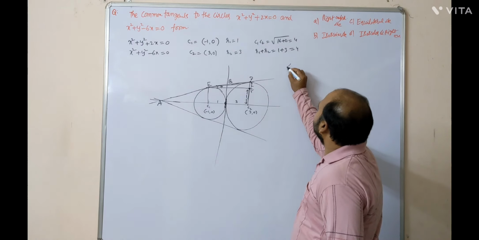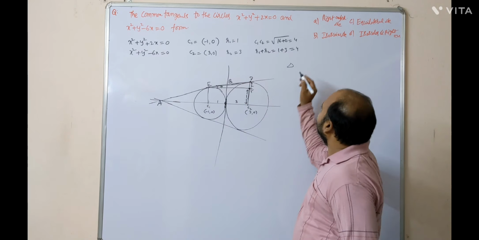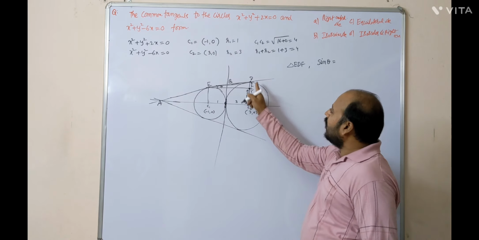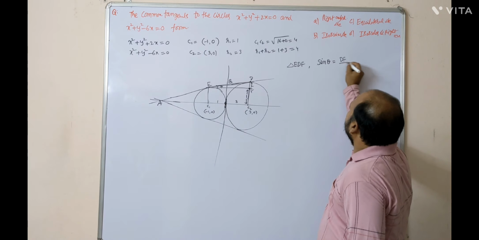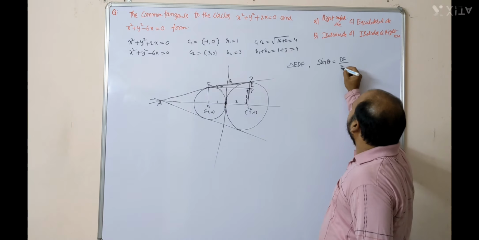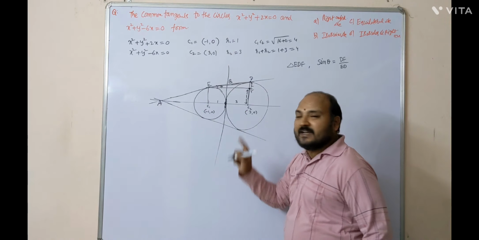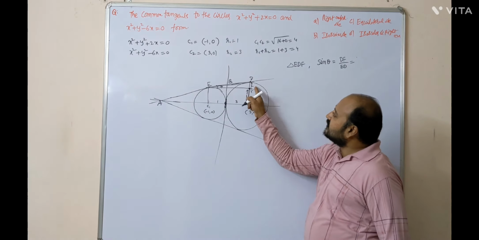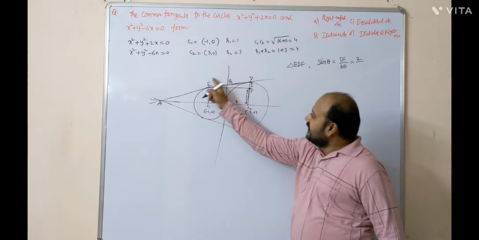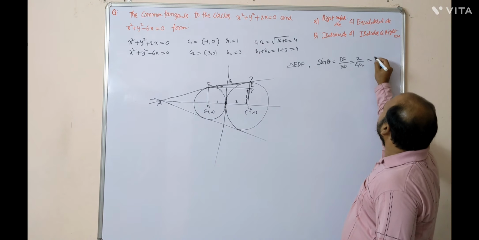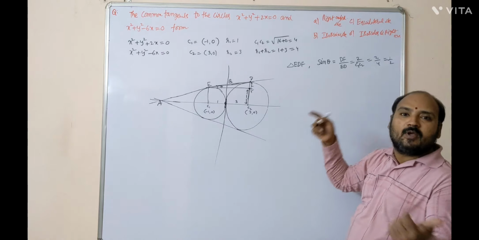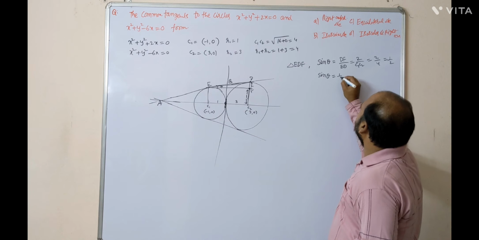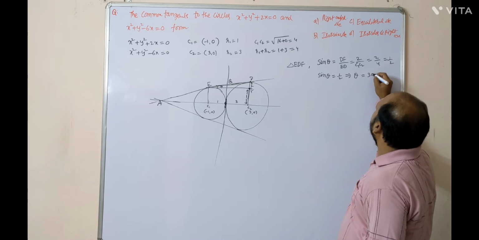From triangle EDF, sin theta equal to opposite DF by hypotenuse ED. ED is equal to the distance between centers only now. C1, C2 is what? 4. DF means 2 units. ED is equal to C1, C2. So 2 by 4 which is equal to 1 by 2. Sin theta when will it be equal to 1 by 2? 30 degrees. So sin theta equal to 1 by 2, that implies theta equal to 30 degrees or pi by 6.